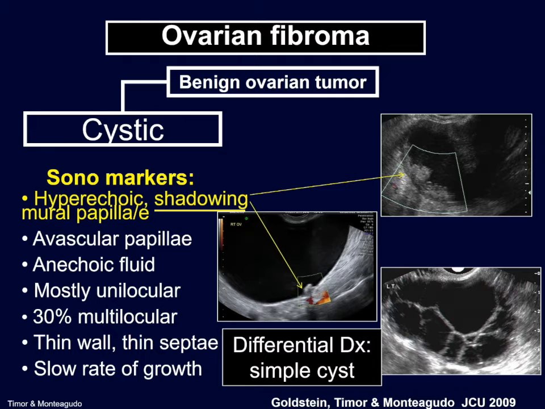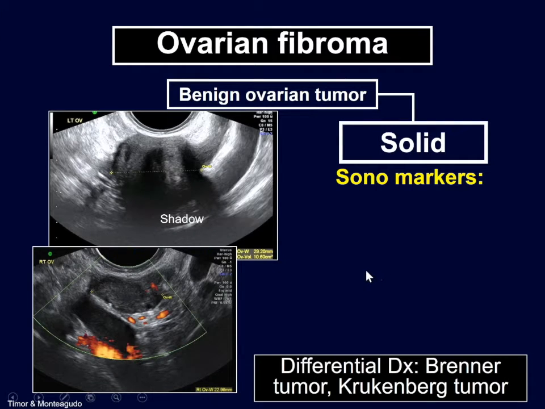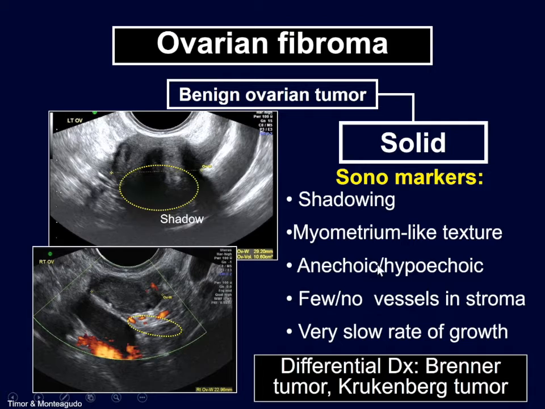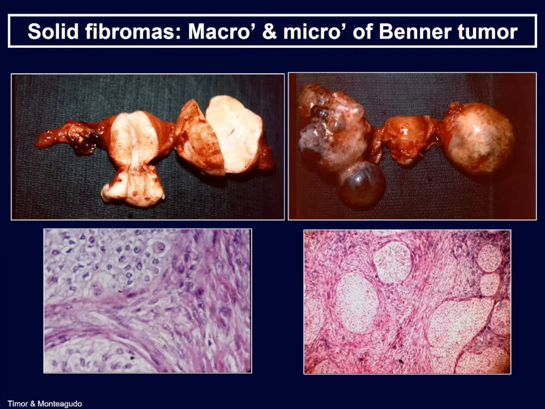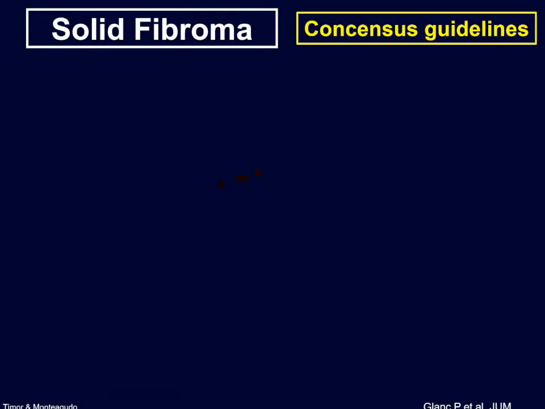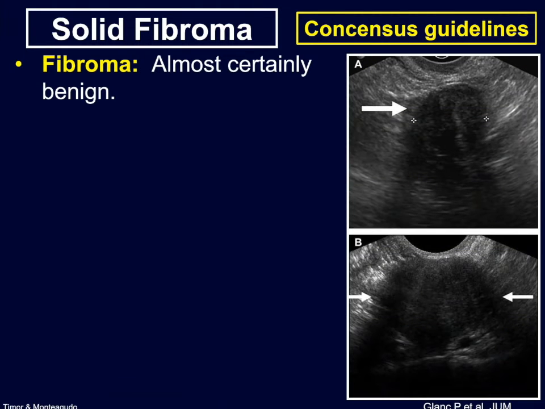The differential diagnosis is a simple cyst. The solid ovarian fibromas are easy to recognize because they are avascular, they shadow, they have a myometrium-like texture, and few or very few or no vessels in the stroma. They have a very slow rate of growth. The differential diagnosis is usually Brenner tumor or a metastatic tumor from the GI tract, such as the Krukenberg tumor. Here is an example of the Brenner tumor with the microscopic and macroscopic features that you can see. Solid fibromas, as per the consensus guidelines, say exactly the same, almost certainly benign.